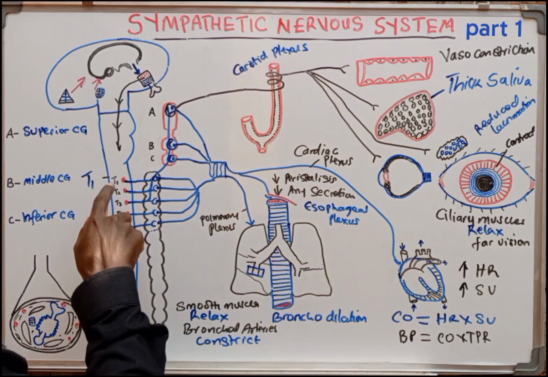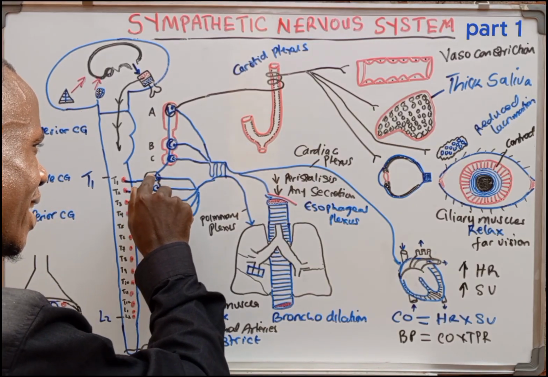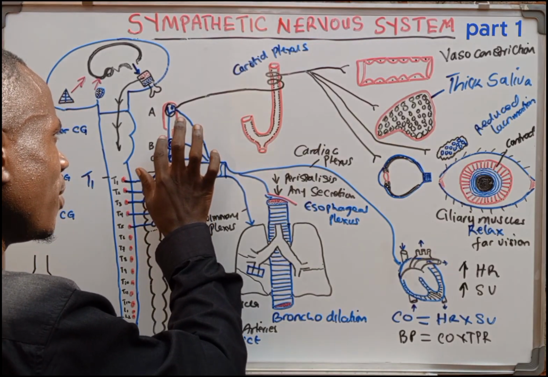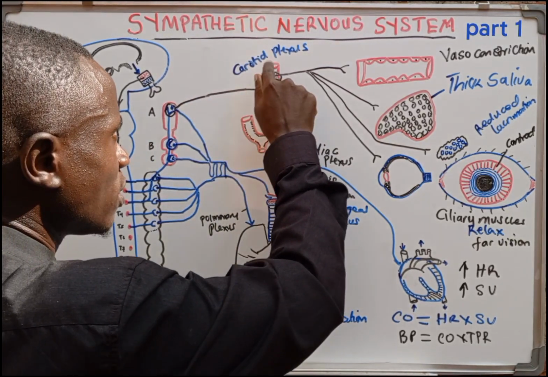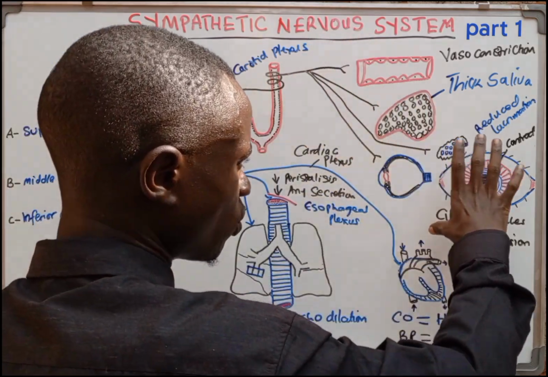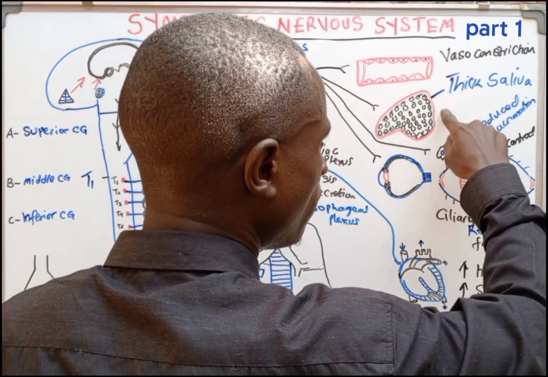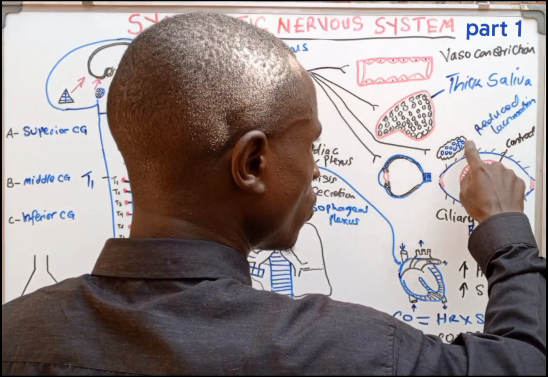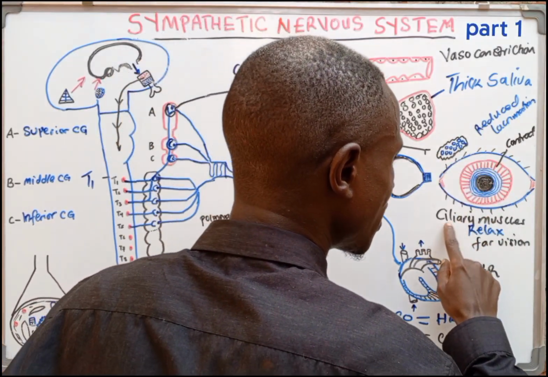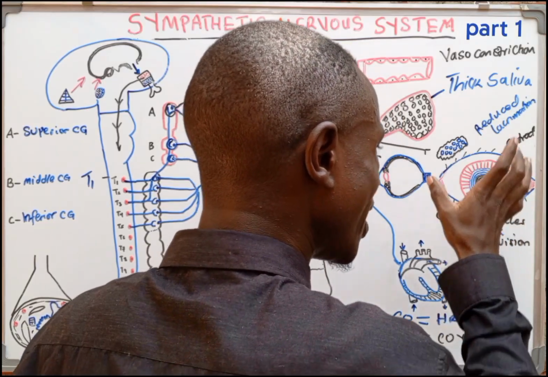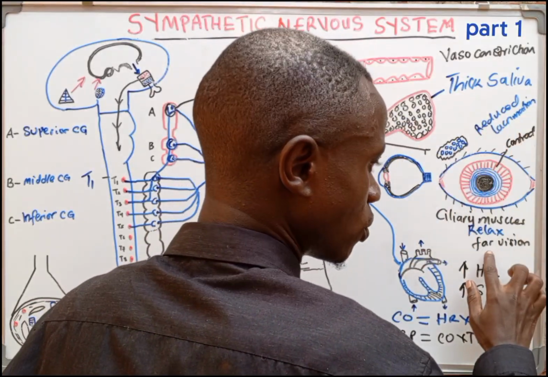Then we said that you have the preganglionic motor fibers from T1, T2, and T3 moving without synapsing in the chain ganglia, through the inferior and the middle, and they synapse in the cervical ganglia, which gives off postganglionic fibers that form the carotid plexus and innervate different structures. As we said, it causes vasoconstriction of the blood vessels. It causes production of more thick viscous saliva. It also leads to reduced lacrimation, or reduced tear formation, and it causes ciliary muscle relaxation, which increases the tension of the suspensory ligament, making the lens more flat, which enables far vision.